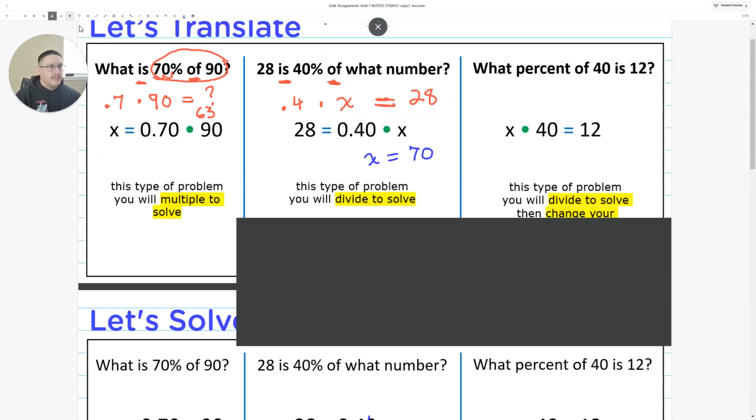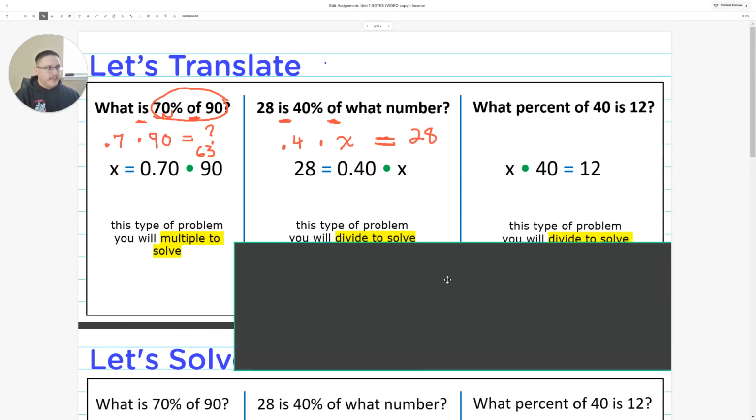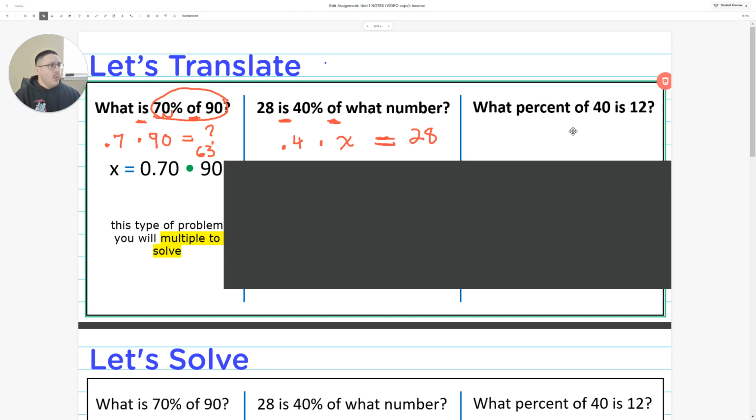All right, now the last one. Again, this is another scenario. What percent of 40 is 12? So what do we have? Is our equal sign. So we know this is equal to 12. We know that to get 12, we have to multiply the percent with 40. But we don't know what our percent is. So x is our unknown in this problem. What is the percentage?